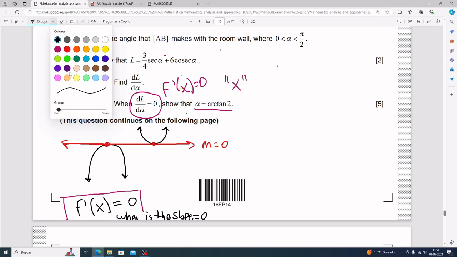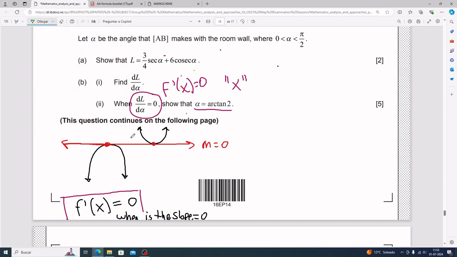For this one on the left, which I will be doing in green, you use the second derivative to find out if you have a maximum or a minimum. And so the second derivative in this case is going to be negative. And so think about it this way.